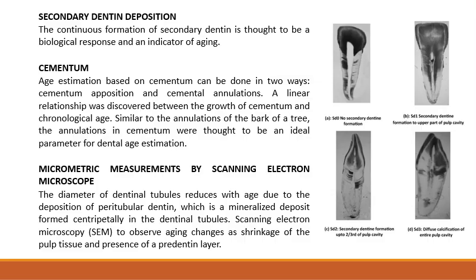Secondary dentin deposition is thought to be a biological response and an indicator of aging. That is, formation of secondary dentin increases with age. Changes in cementum can be estimated by two: cementum apposition and cemental annulations. A linear relationship was discovered between the growth of cementum and chronological age. Similar to the annulations on the bark of a tree, the annulations in the cementum are thought to be an ideal parameter for dental age estimation.